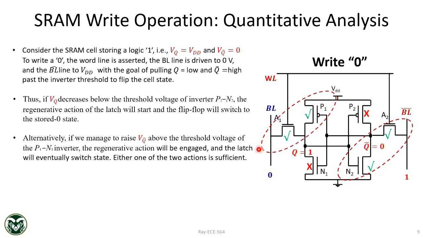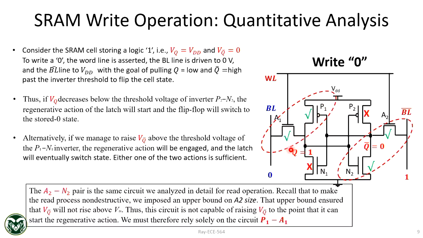Okay, so that's the thing, and then you can plug in these numbers, right? So we will be assuming VQ bar will not rise above VTN. So writability, right? Writability will be ensured if this voltage goes down, so that this inverter flips. Because this inverter is right now at this P2 and N2 is at output 0, right? So if it goes down, this will flip.